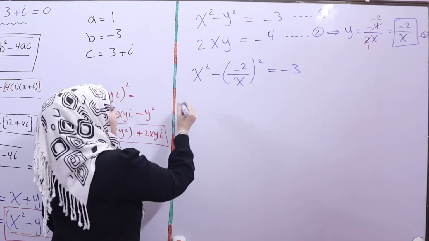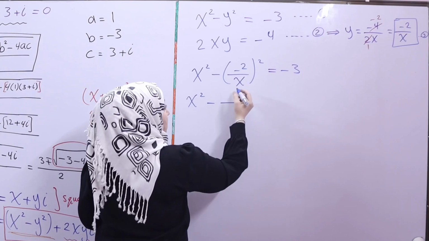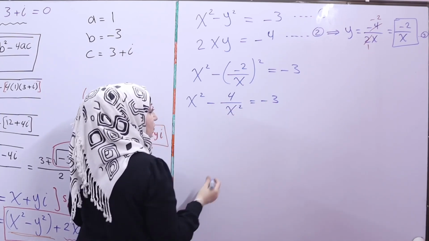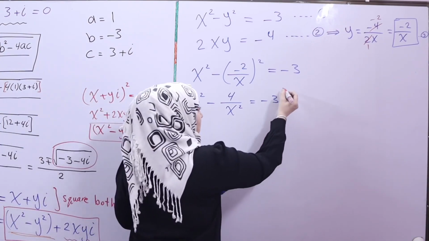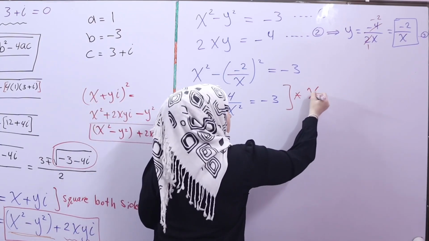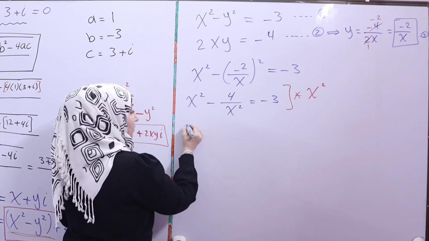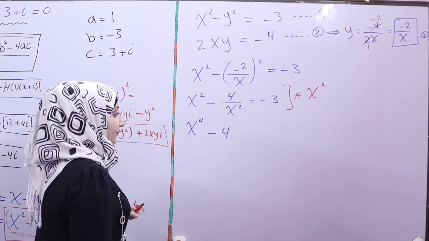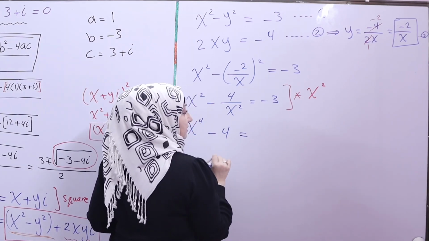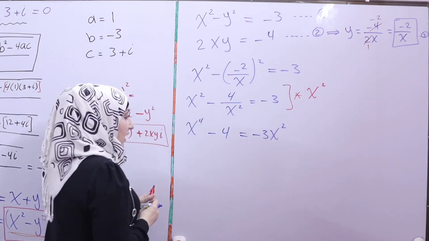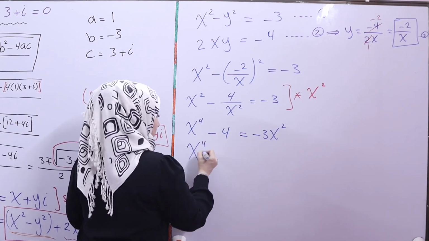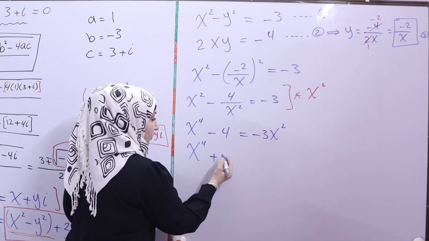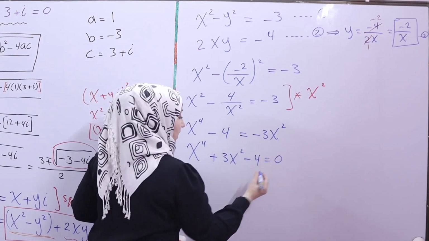Now we will simplify. x squared minus negative 2 squared, which is positive 4 over x squared, equals negative 3. Here we have a fraction. We can simplify by multiplying both sides by x squared. We get x to the power 4 minus 4 equals negative 3x squared. When we move this value to the other side, it will be x to the power 4 plus 3x squared minus 4 equals 0.